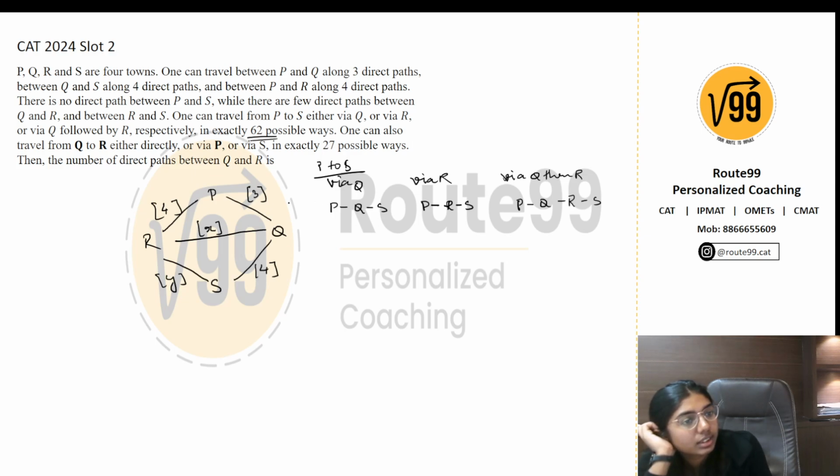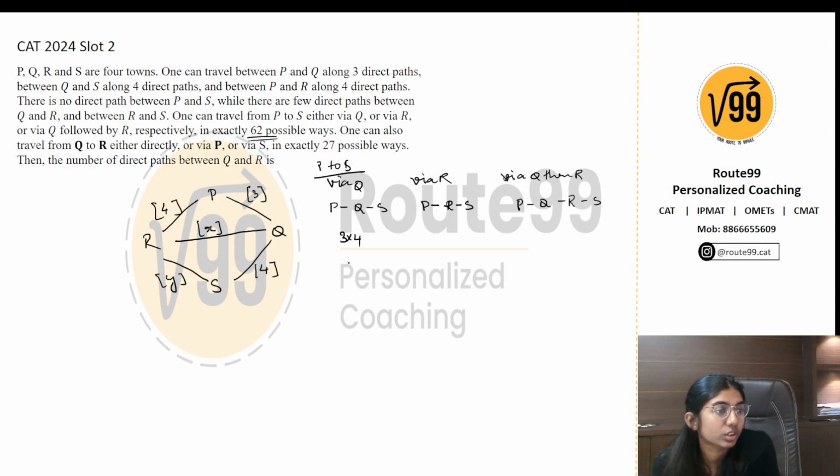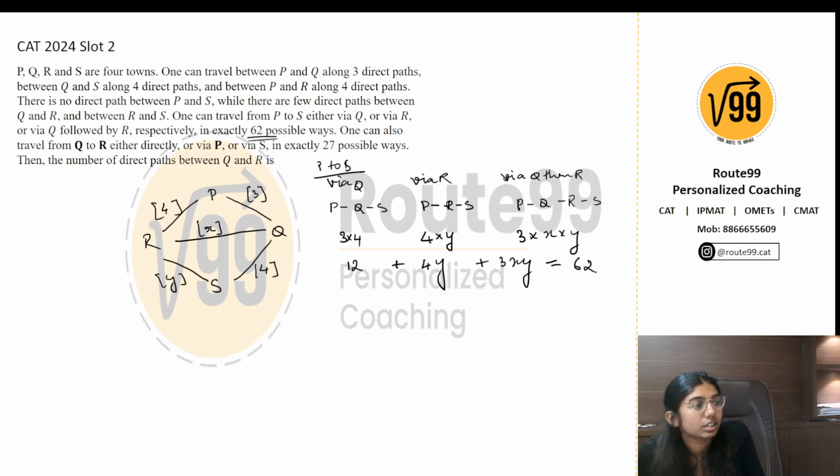Now let's see in how many ways you can travel from P to S. Via Q it will be 3 into 4, 12 ways. Via PRS it will be 4 here and Y here, so 4 into Y, which is 4Y. And via PQRS, PQR and S, it will be 3 into X into Y, which is 3XY. So these are the total number of ways, which is equal to 62.